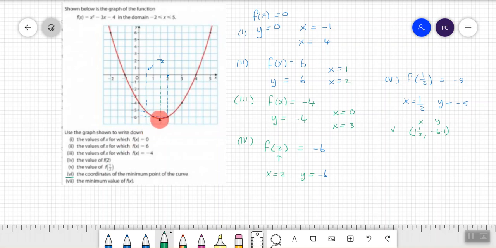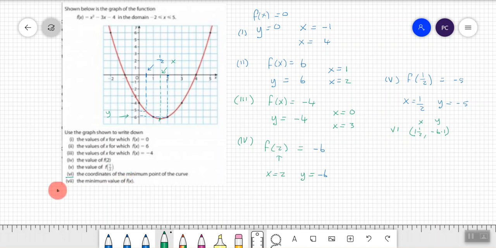Okay, so you get your minimum point and you draw your line up. This will give you the x coordinate, and then you draw your line across, and this will give you the y coordinate. So this is the y-axis and this is the x-axis. So that was that one.